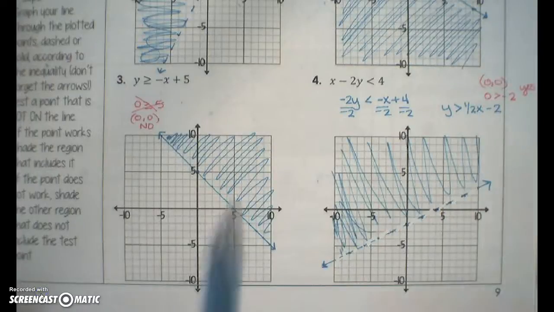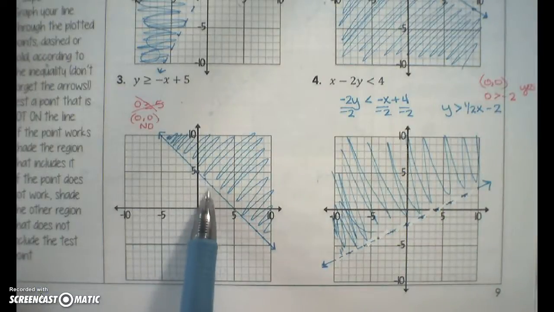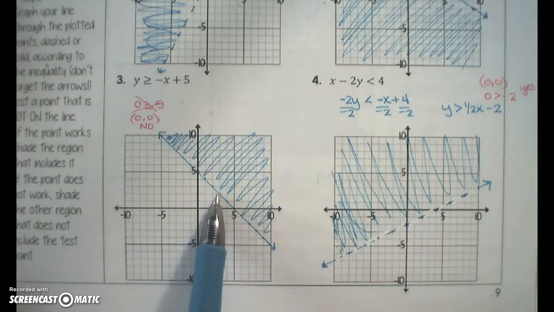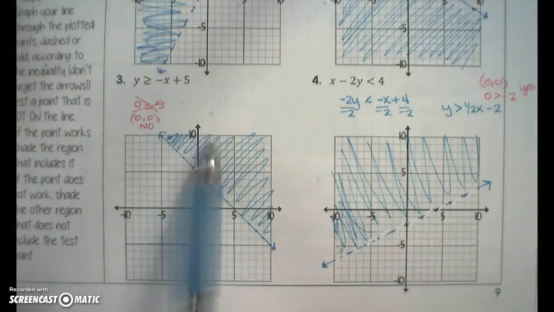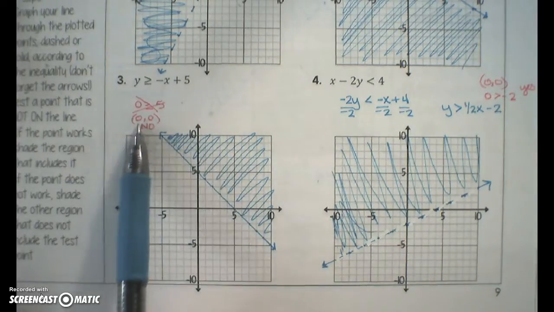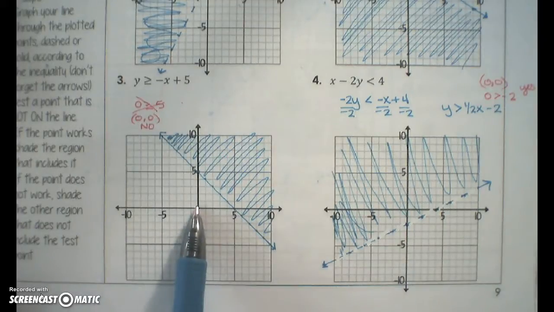All right, so for this one, starting at 5, moving down 1 over 1, down 1 over 1, down 1 over 1, shading above for greater than, or seeing that 0, 0 does not work as a point, so we should not be shading the region where 0, 0 is.